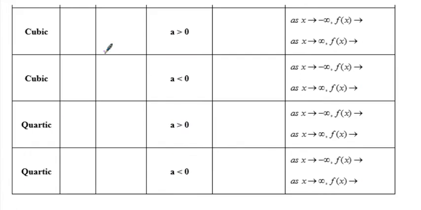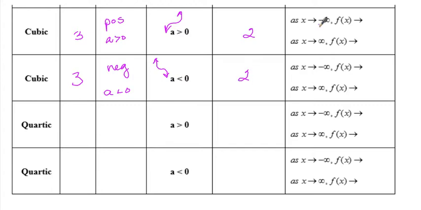Let's go to cubic. Cubics have a degree of 3. They can have positive leading coefficients or negative leading coefficients. Cubics look like this for a positive leading coefficient, or they look like this for a negative leading coefficient. They have two turns: increasing, decreasing, increasing, or decreasing, increasing, decreasing. They turn twice. Now, on the left side of the positive leading coefficient, I'm approaching negative infinity. And on the right, I'm going to positive infinity.